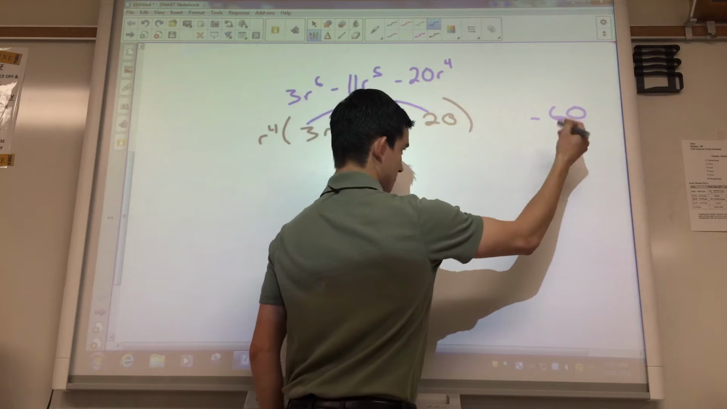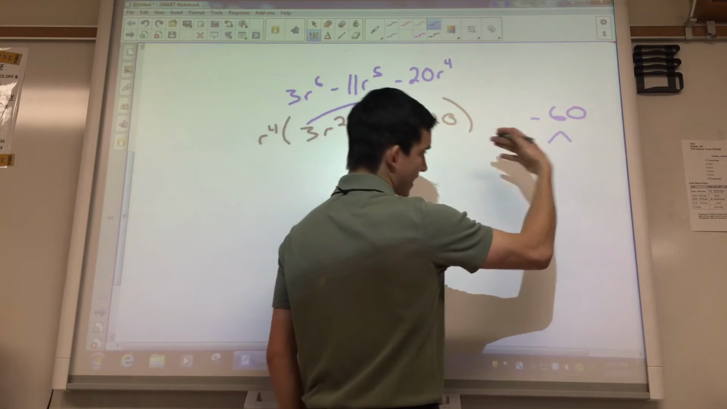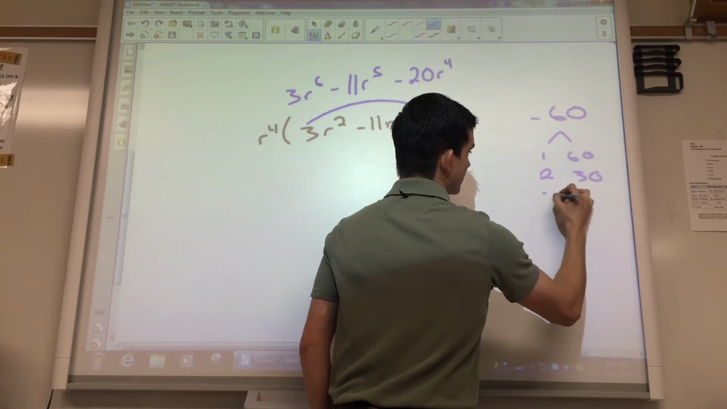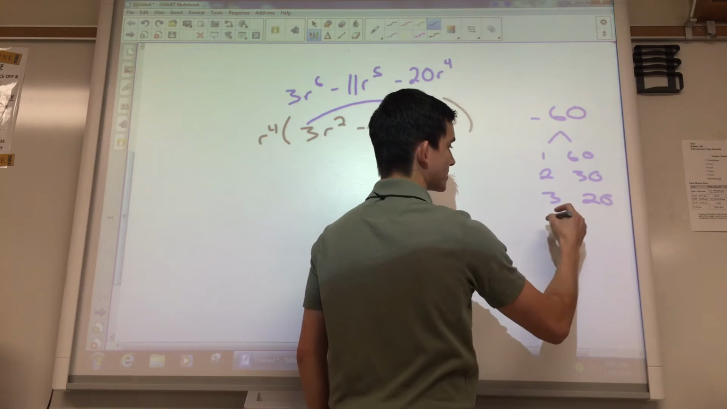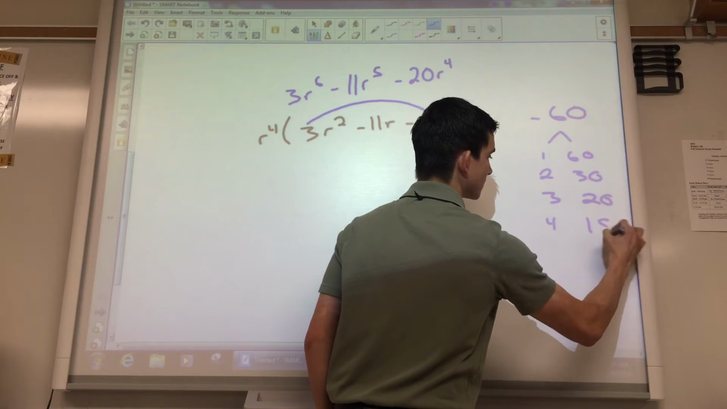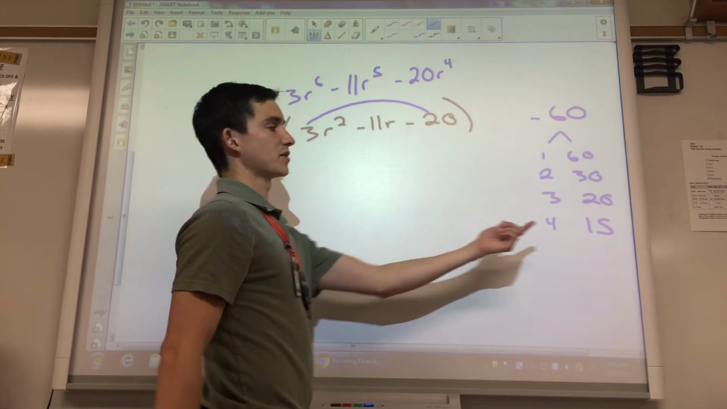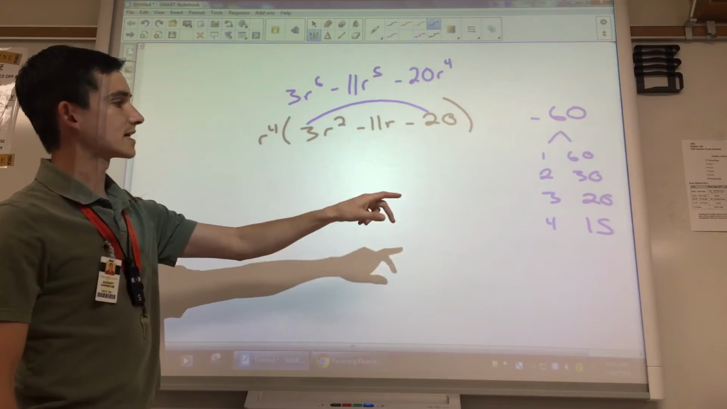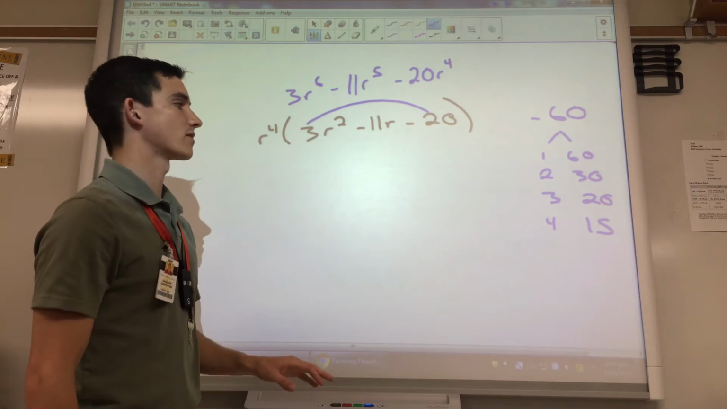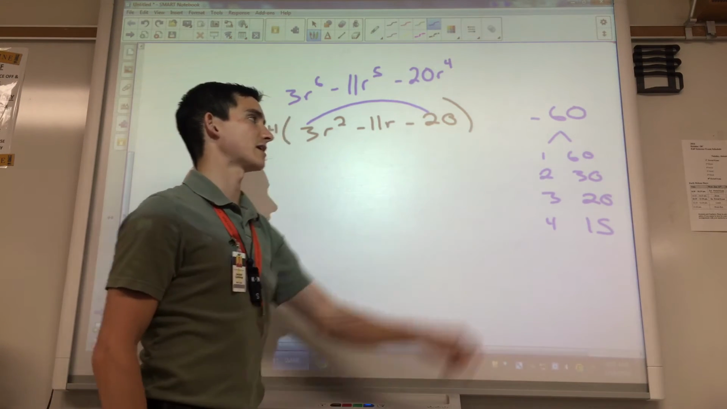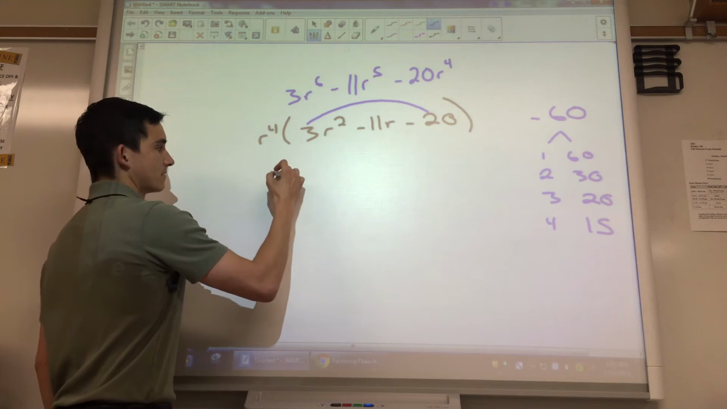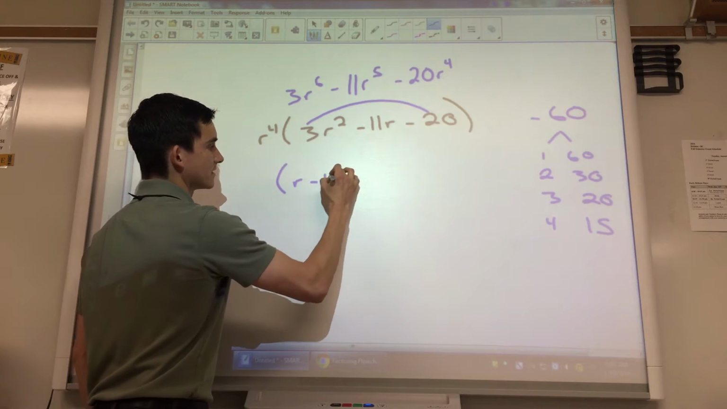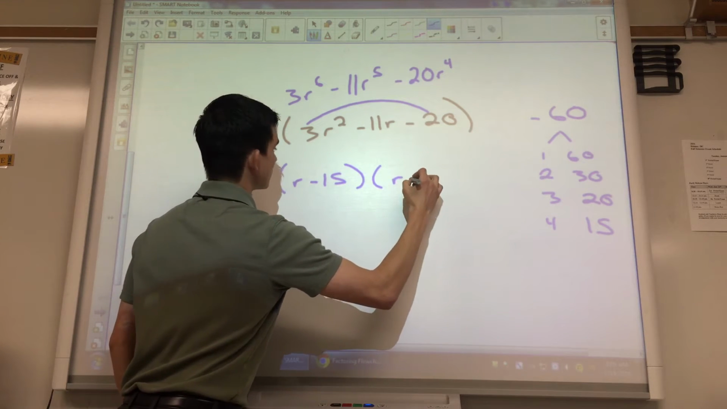Okay, so if you're not very good at this, you can start writing out factors of 60. 1 times 60, 2 times 30, 3 times 20, 4 times 15. And that one looks like it's going to be the one that works. You can continue writing them out if you want to, but 4 times 15 looks like negative 15, positive 4 would add up to negative 11 and multiply to be negative 60. So you're going to have this part factored out is going to look something like this. It's going to be R minus 15 times R plus 4.